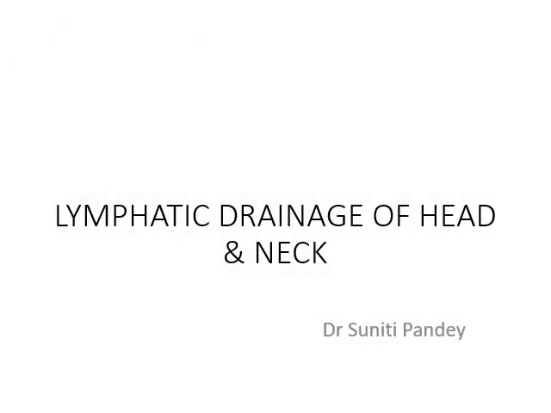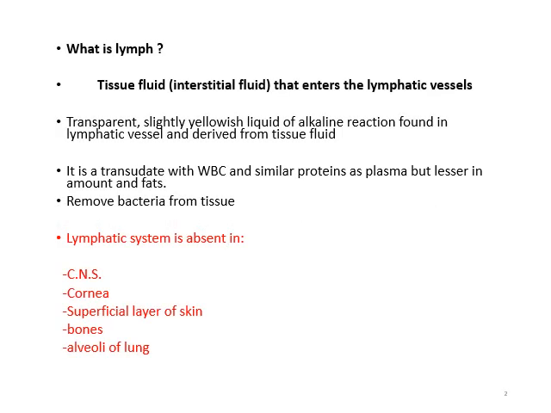Everybody. So today we will take lymphatic drainage of head and neck. So what is lymph? Lymph is the tissue fluid or the interstitial fluid that enters the lymphatic vessels. It is transparent, it is yellowish in color, and it has an alkaline function. Mainly it has WBC, and that too the lymphocytes. That is why it is known as lymph. Lymph means it has lymphocytes and protein which are lesser than the plasma, and fats.